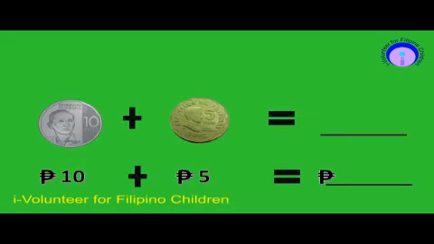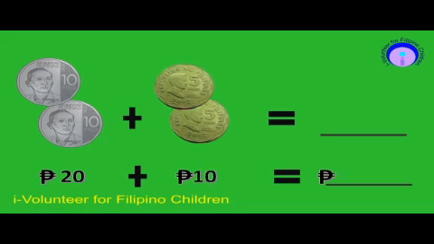Let's add 10 pesos plus 5 pesos equals 15 pesos. 20 pesos plus 5 pesos equals 25 pesos. 20 pesos plus 10 pesos equals 30 pesos. 30 pesos plus 10 pesos equals 40 pesos.